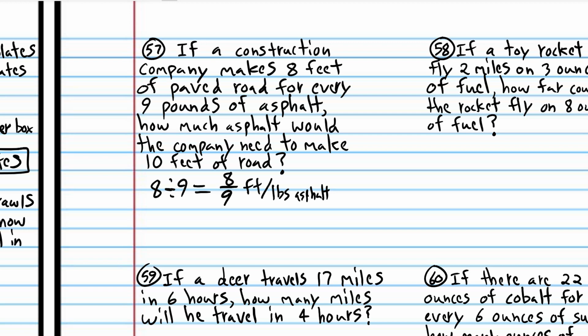So now we have to use that unit rate. That's how many feet for every 1 pound of asphalt. We have to use that unit rate to solve the rest of the problem. So the rest of the problem, it says, how much asphalt would the company need to make 10 feet of road?